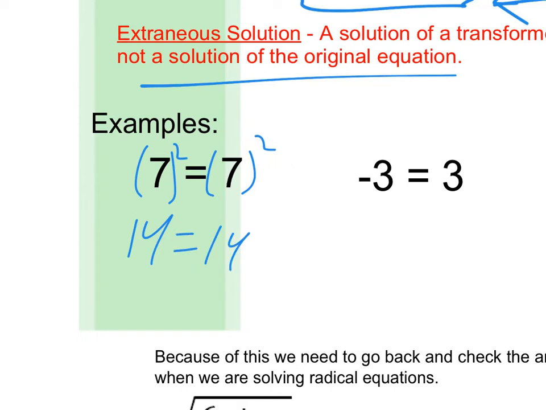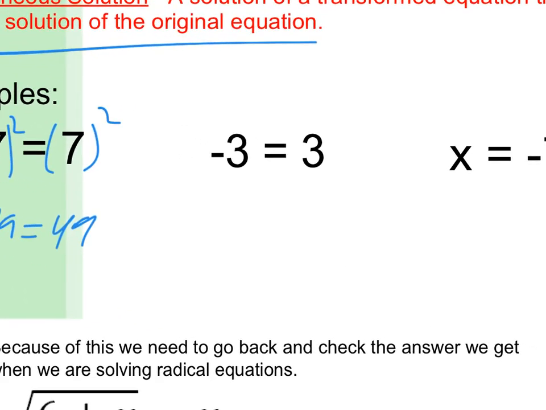Yep, 49 equals 49. Sorry, guys. 49 equals 49, okay? And yes, that totally works, and it seems to work out just fine, right? But look at the next problem, okay? This right here says negative 3 equals positive 3. Well, that's not true at all, right? That's not even a true statement.